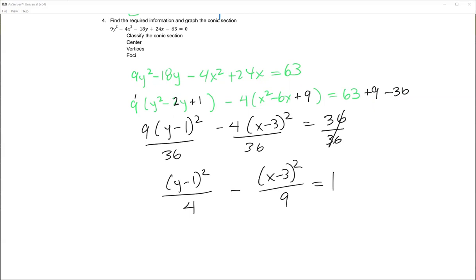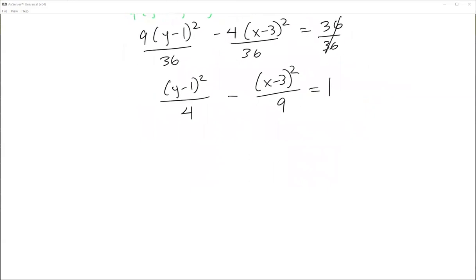So what type of conic is this? Hyperbola, good. And which direction is it going? Up and down. So even though this number is smaller than this, this is still the major axis right here. Okay? The y is still the major axis.